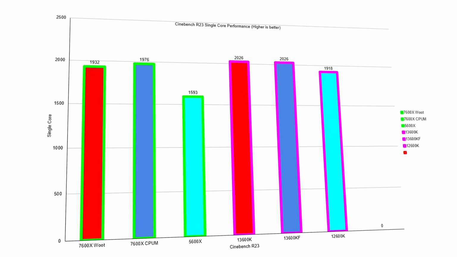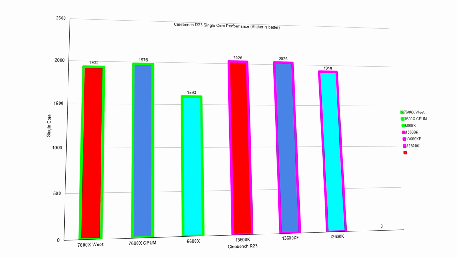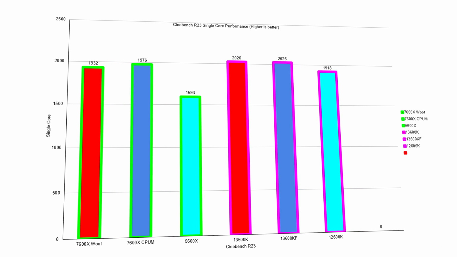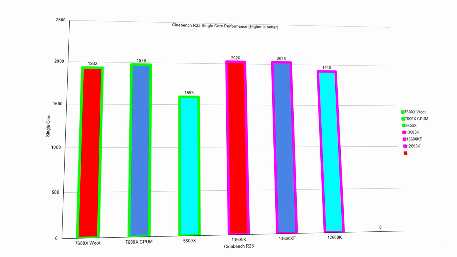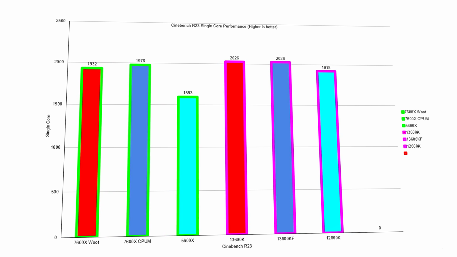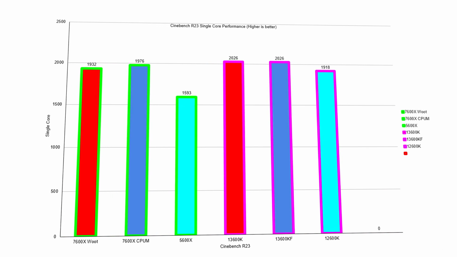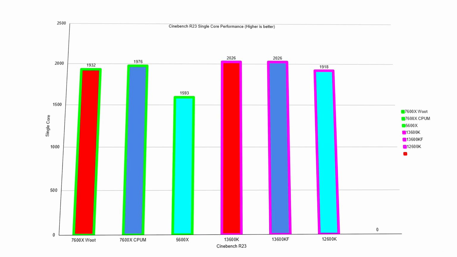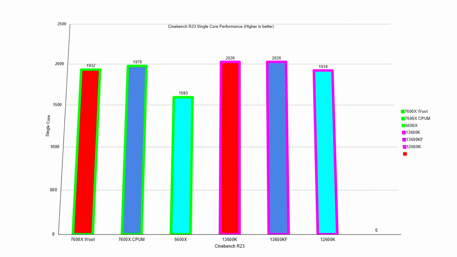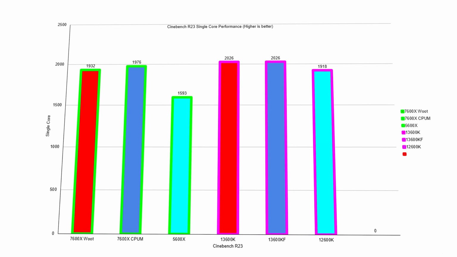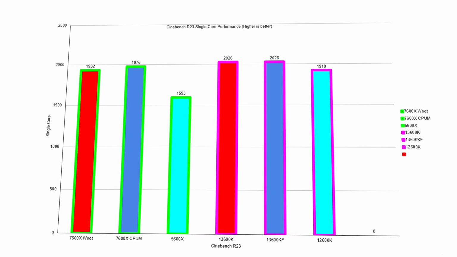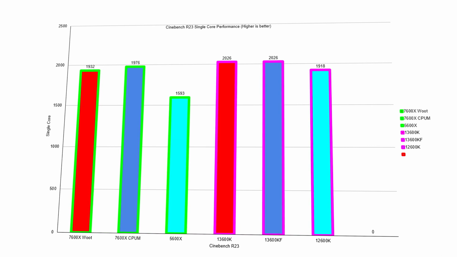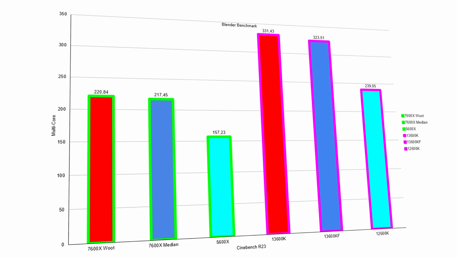Again, a huge single core performance boost coming in from the 5600X of 1593, but very close. And this is why a lot of people said that Intel is the gaming king again. They got the highest single core performance on the 13600K and the KF of 2026, with just the result of the 12600K being there for reference of a 1918. Now we'll move on to Blender.